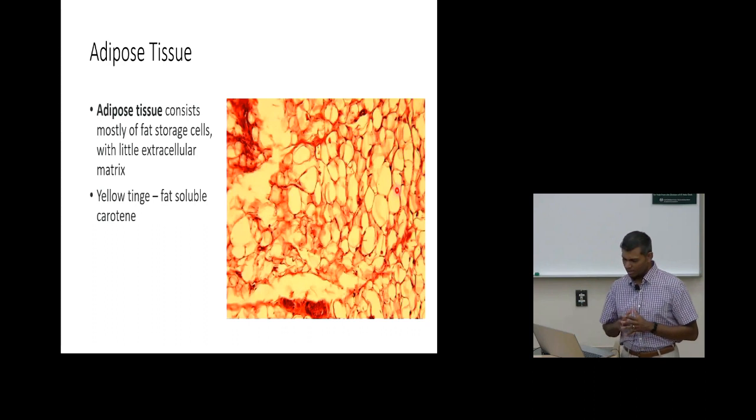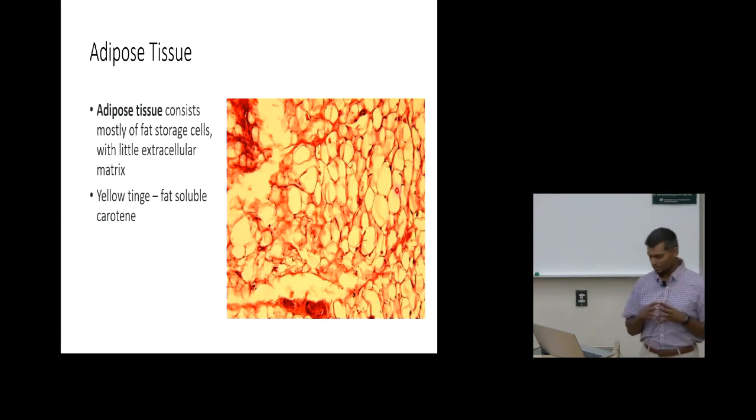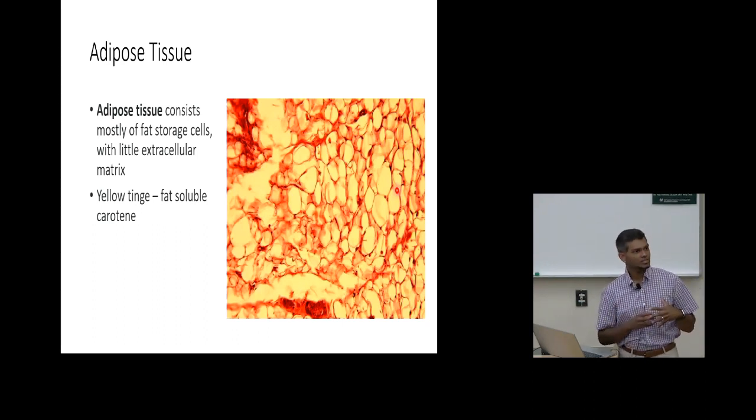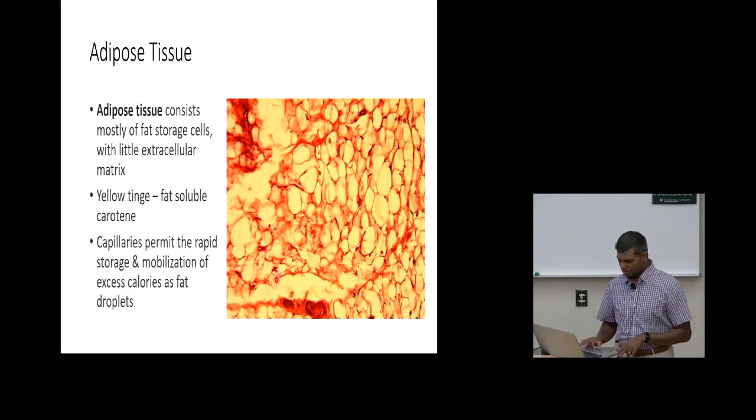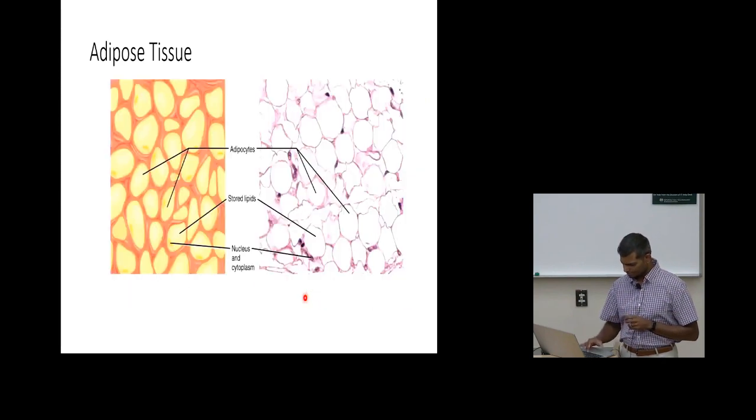And notice that the fat which is inside these adipocytes is going to have a yellow tinge to it because fat-soluble carotene is dissolved and stored in the fat cells, and that's why they have a yellow tinge. But notice that there are also a lot of blood vessels closely associated with these adipocytes, and that's how the nutrients can be easily stored away as fat, and they can also be quickly mobilized again and sent back into the bloodstream. So that's how these adipocytes are going to be organized.